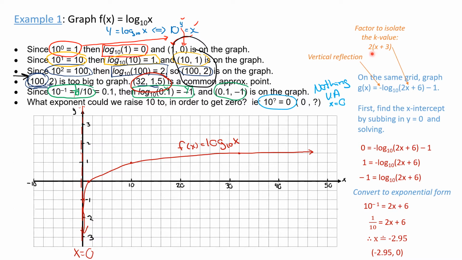So when I factor that out, I get 2x plus 3 for this piece right here. That tells me the 2 is going to be a horizontal compression of my parent graph, and the plus 3 is going to be a shift to the left of 3 units. Remember, the d value is also the vertical asymptote, so that's really good. Actually, let's put that on right now before we go any further.